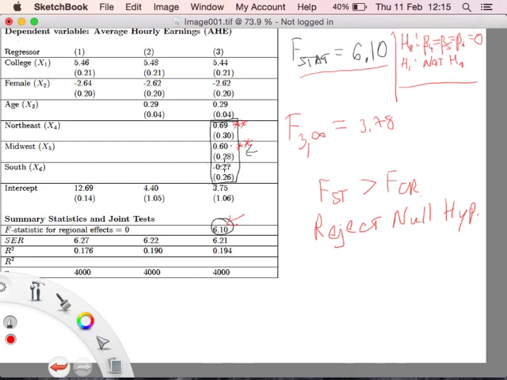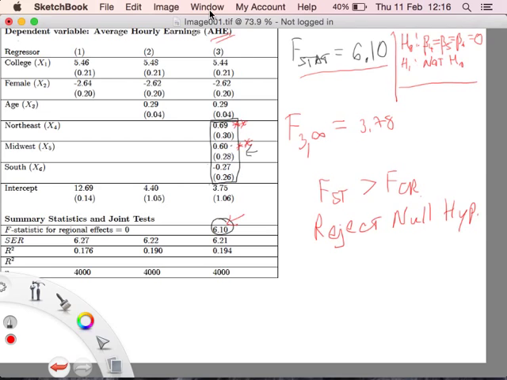You could actually replace the South with West and see, who knows what you get. I think most likely this would be again something non-significant, but you have to test it. So we'll keep them. So regional differences are important determinants of average hourly earnings, that's the conclusion. So regions are important determinants of average hourly earnings.